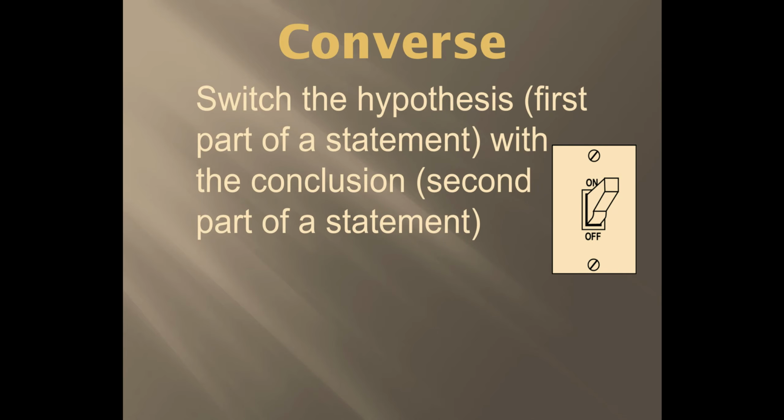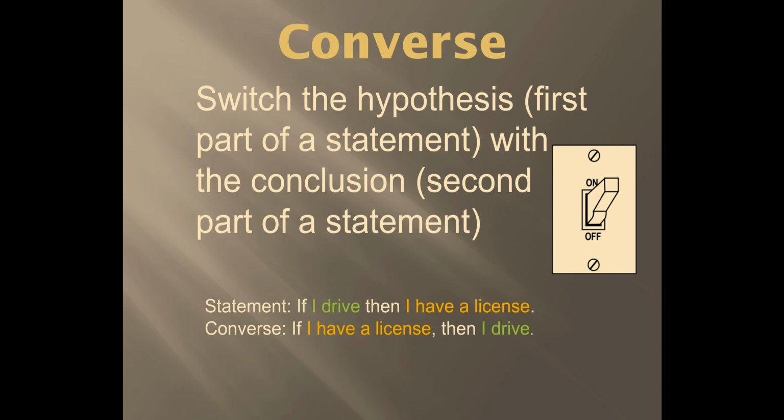Now we have something called the converse. The converse is going to flip things around, and it's going to help us determine if we actually have a right triangle. So what is converse? Converse is when you switch your hypothesis, which is the first part of a statement, with your conclusion, which is the second part of a statement. For example, if my statement was, if I drive, then I have a license, my converse flips things around: if I have a license, then I drive. And that's the converse.